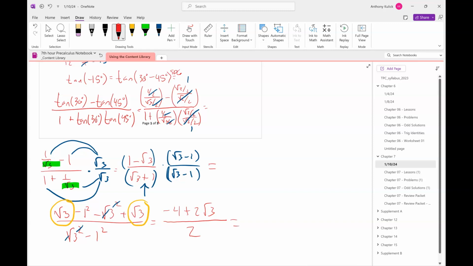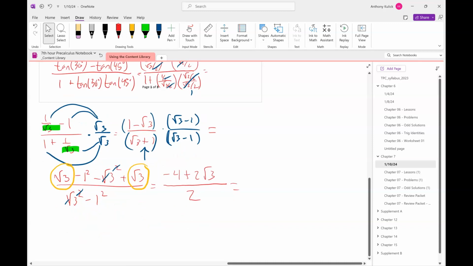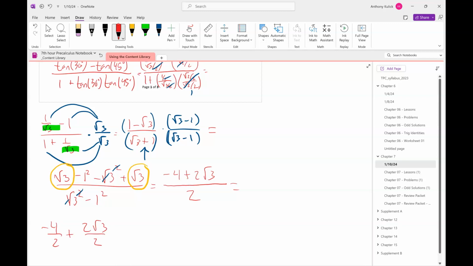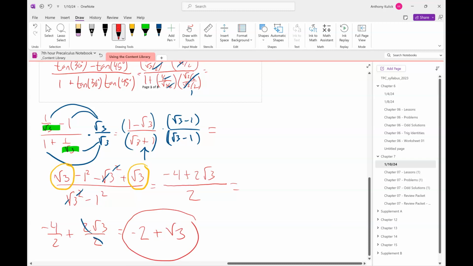At that point, I notice that all the coefficients are divisible by 2. So I can reduce that if I just break that one fraction into two fractions with a common denominator. Negative 4 divided by 2 is just negative 2. And then the coefficients of 2 cancel out. So my final answer should be -2 plus root 3.